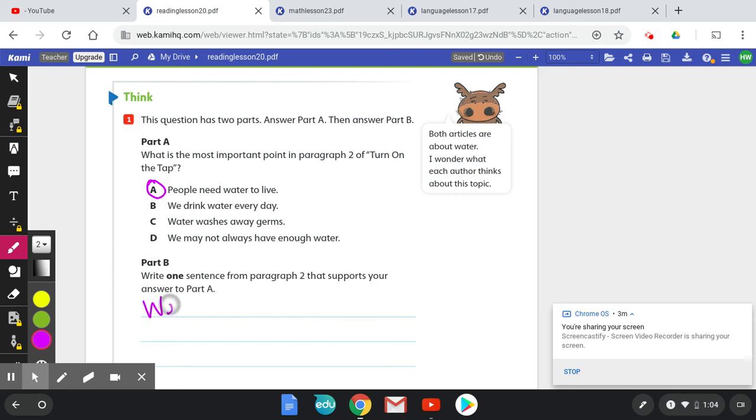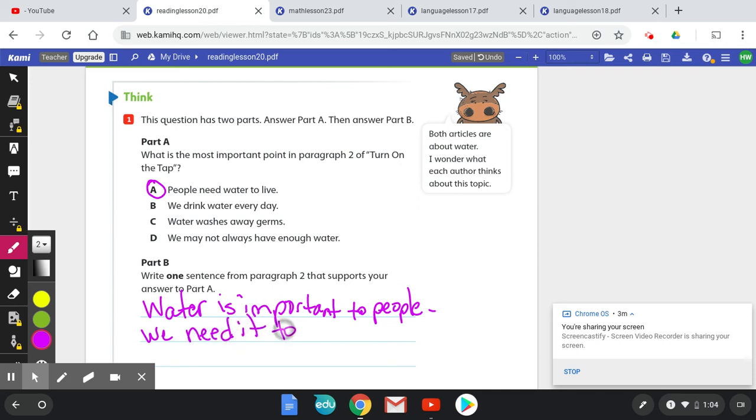So all you need to do is copy that. Oh, not we, water. Water is important to people. We need it to live.